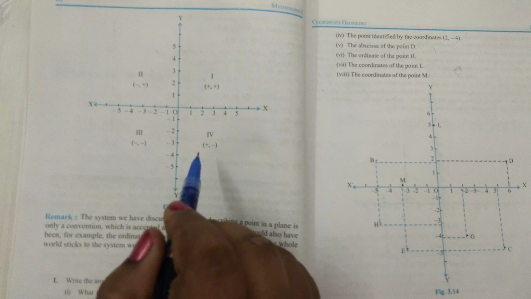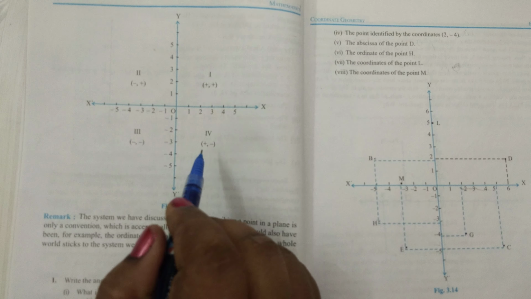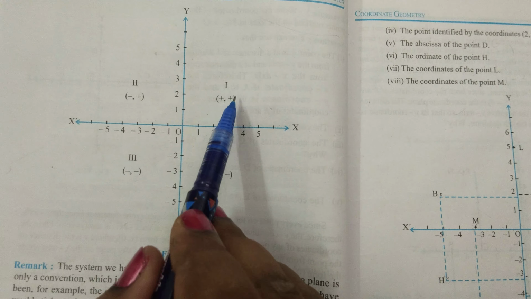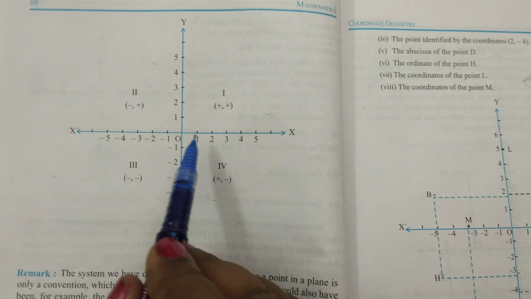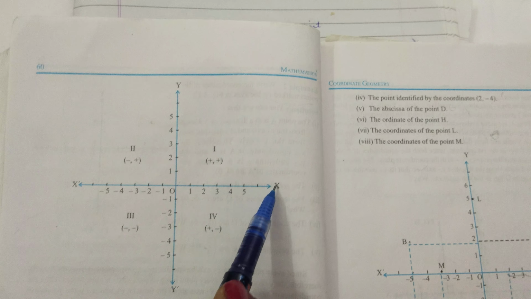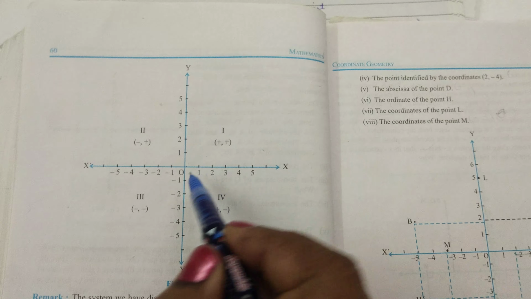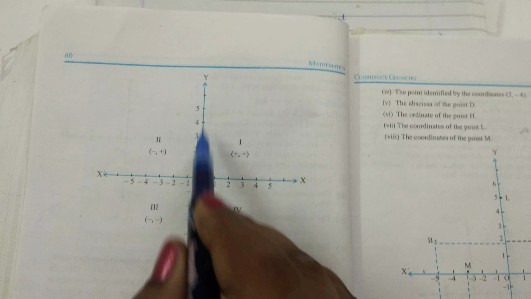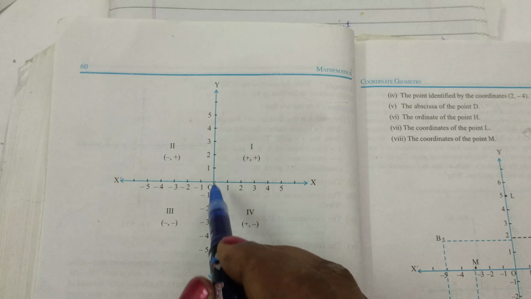Before we proceed with the other question, children, let us understand the relationship between the signs of the coordinates of a point and the quadrant in which it lies. So this is the first quadrant. What do we find? That it is enclosed by the positive x-axis. It is towards the right of the origin, so it will be positive. And the y-axis is also towards the upper part of the origin. That is why we take it as positive. So in this case, the coordinates will be positive, positive. That is, abscissa and ordinate both will be positive.